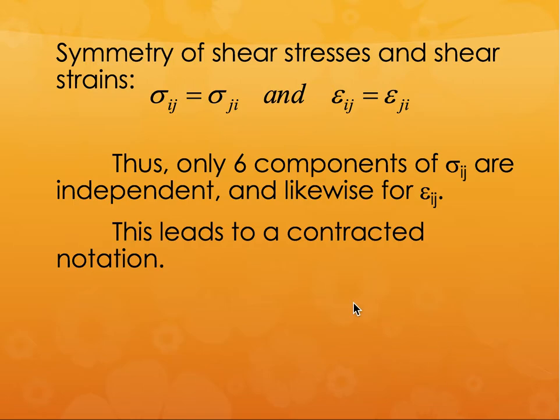And we can discuss material property symmetry for various properties. So if you have symmetry of shear stresses and shear strains, that means only 6 components are required for stress sigma, and only 6 components are required for the strain epsilon. So this will give you a simplified version of this matrix.